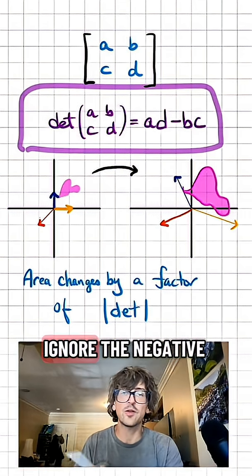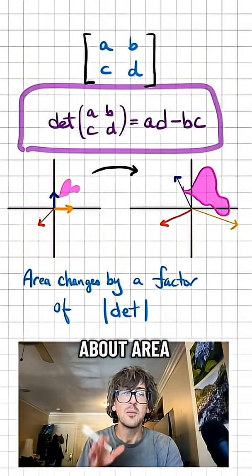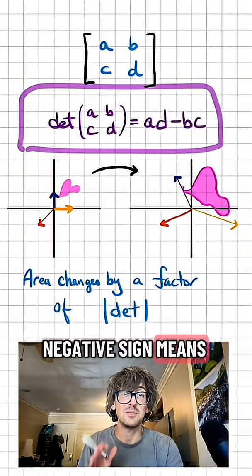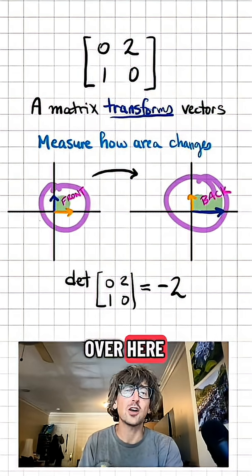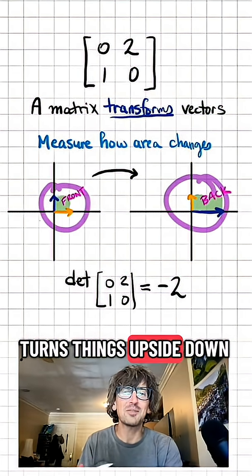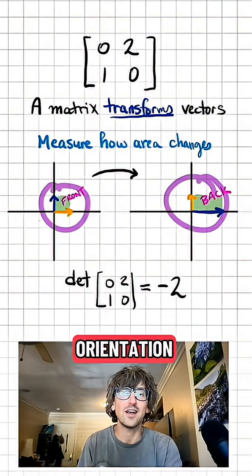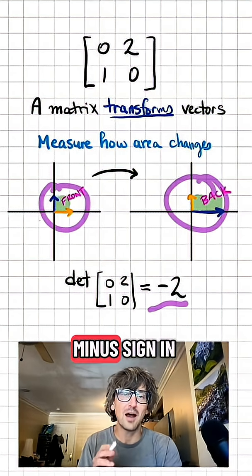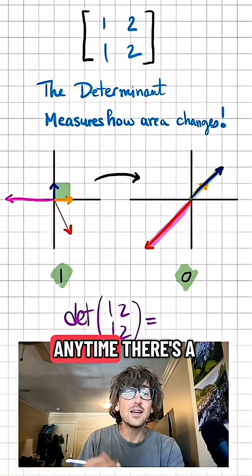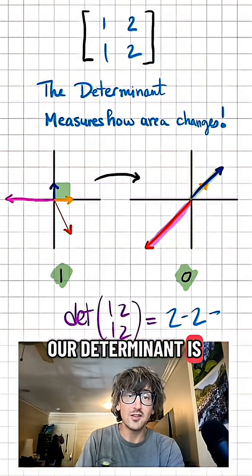In that case, ignore the negative sign when thinking about area, but I do want to show you what that negative sign means. Here's a relatively simple matrix. It takes the blue and gold vectors over here, but notice it turns things upside down. We've switched the orientation. We still get a factor of 2, but that explains why there's a minus sign in the determinant. Anytime there's a collapse, our determinant is going to be 0.